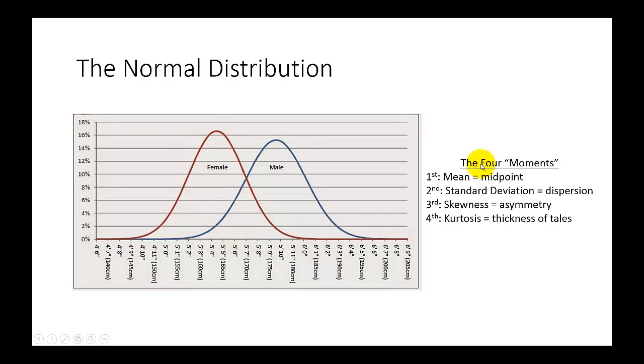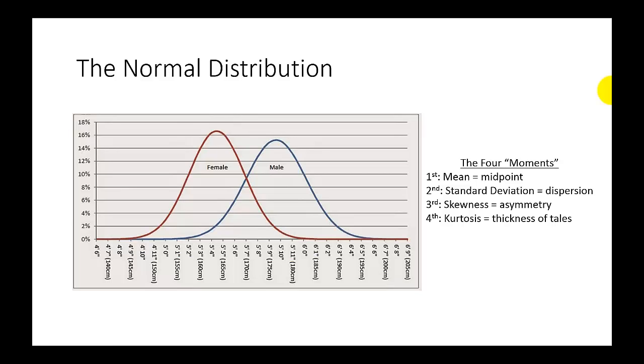That's the midpoint. The second moment, called the standard deviation, is a measure of dispersion. It tells you how wide the bell curve is around the midpoint. I'll show you in a second how to calculate that, but for now, just understand that standard deviation measures dispersion, the width of the curve. The third moment is called skewness, and it measures asymmetry.